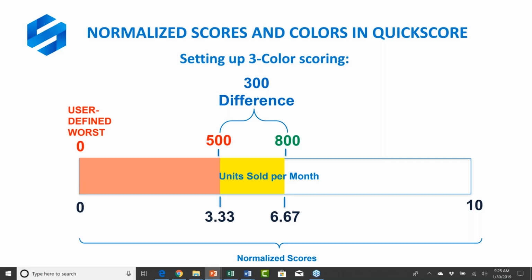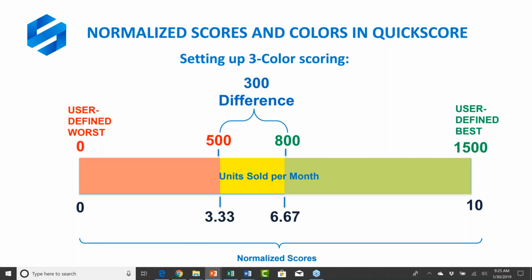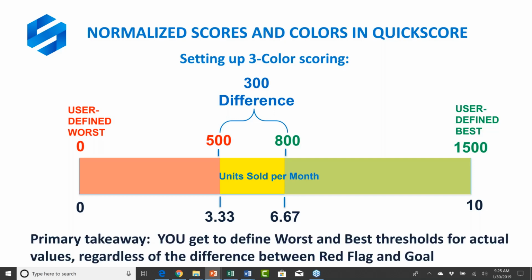So it's up to you what you want to define as your worst. In this case, we've set it up to be 0. So the actual value of 0 will be tied to the normalized score of 0. Similarly, you can define your own user-defined best value, which again will be tied to the normalized score of 10. And again, the key or primary takeaway from this setup is that you are defining the worst threshold and the best threshold, regardless of the difference between the red flag and the goal values.